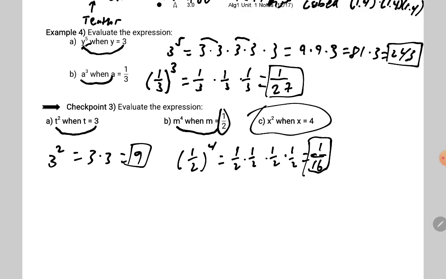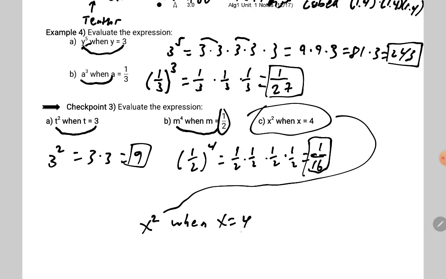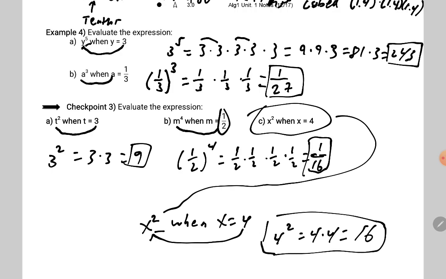And then part C, we're going to go ahead and move down here. So x squared when x equals 4. Replace the x with 4. So 4 squared equals 4 times 4, which is 16. Okay. When you're doing these exponents, when you're doing these powers, I want to see this whole process here. Showing your work.